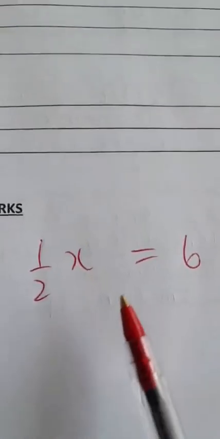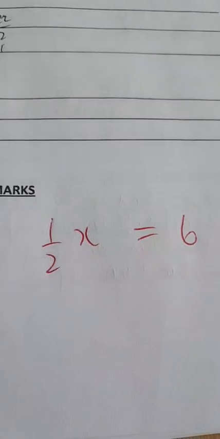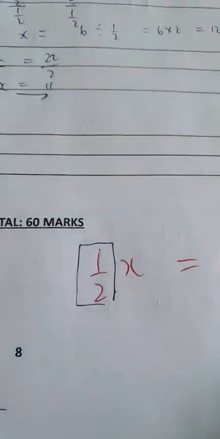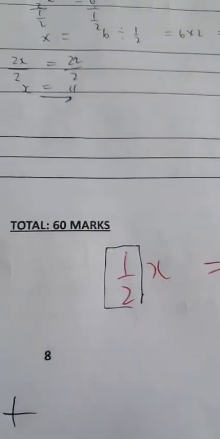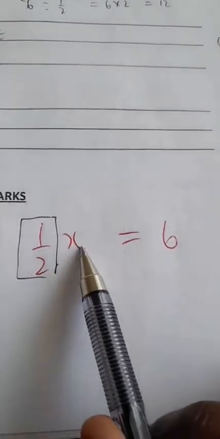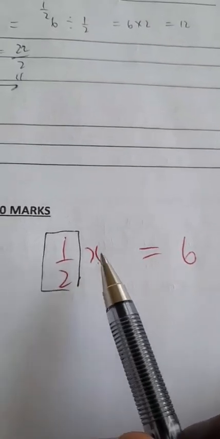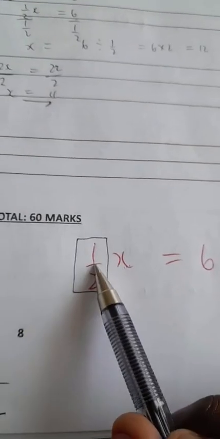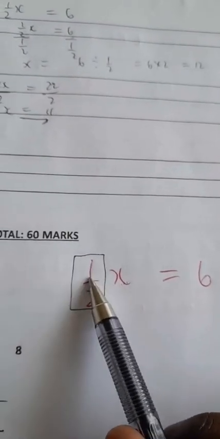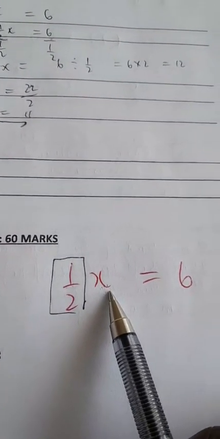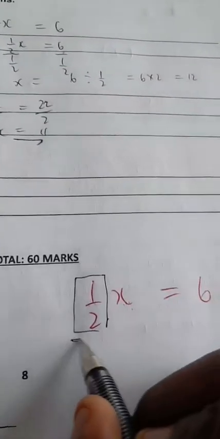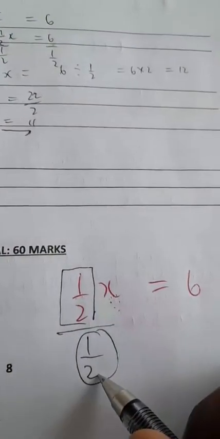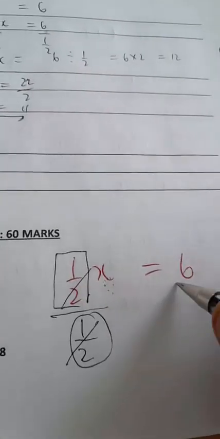Guys, here it is. Half x is equal to 6. So here the coefficient of the variable is half. So what do you want to do whenever we solve for x? We want to isolate, leave x alone on the left. But there's someone who is a problem, and that's half. Half needs to go. How do we get rid of the half that's multiplied to x? We divide both sides by the coefficient of the variable x, which is a half. So I'm going to divide both sides by a half.